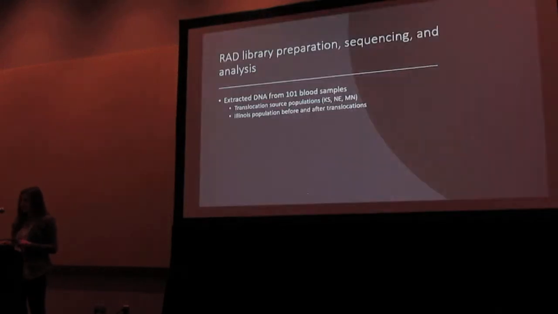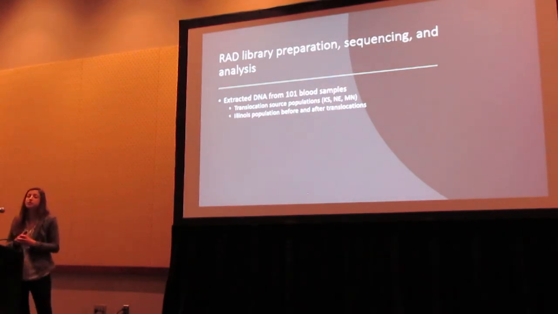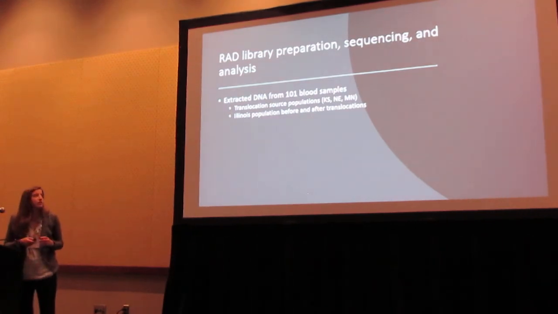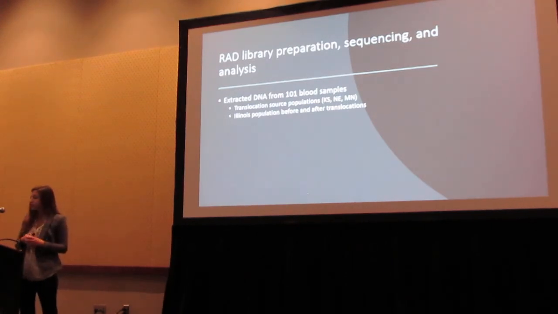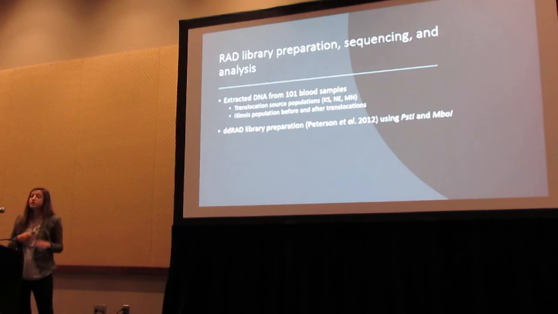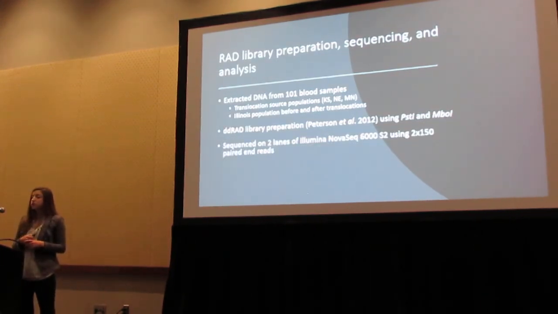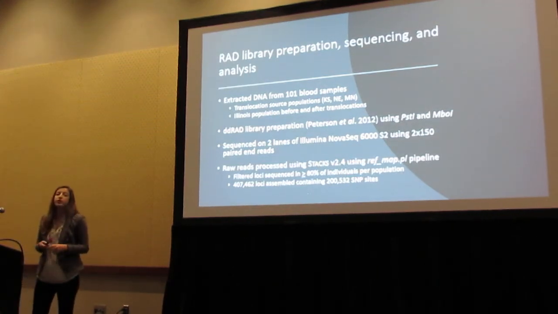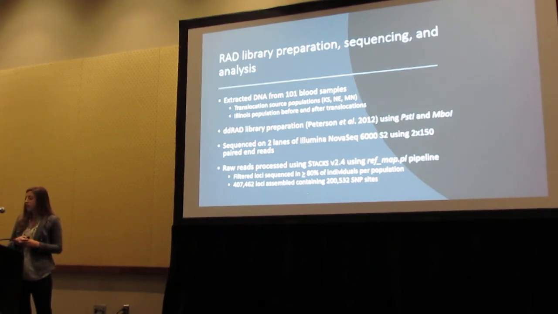And so what I did is I went back to some of the same exact samples that were analyzed previously and performed RAD sequencing on them. I have over 100 samples from all of these populations that were involved in the translocations. We did a double digest RAD library prep on these. This library was sequenced on 2 lanes of NovaSeq 6000 using paired-end reads, and raw reads were fed through the Stacks analysis pipeline using the reference-aligned method.